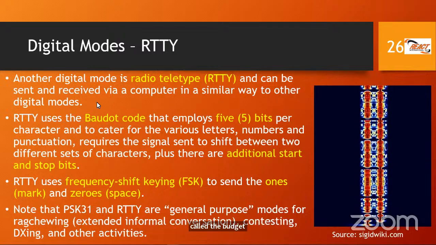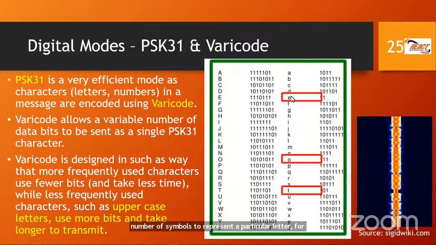Now, some people pronounce it differently. It's really pronounced Baudot, but some people say Bordeaux, but it's really Baudot. Baudot code uses 5 bits per character. So for every character that you send, remember we were showing Varicode before, where you use a different number of symbols to represent a particular letter, for instance, right? So this is Varicode here. If you want to send an E, this is what you have to send, 1 1.